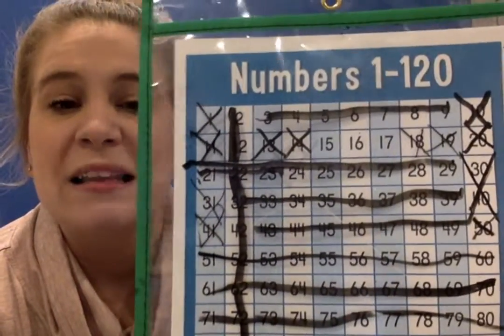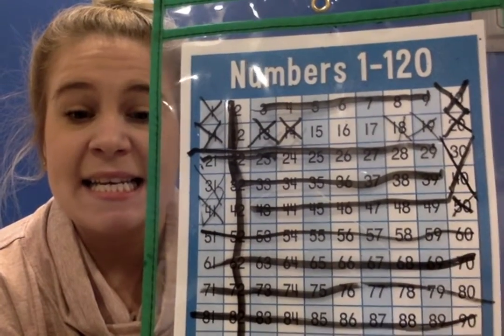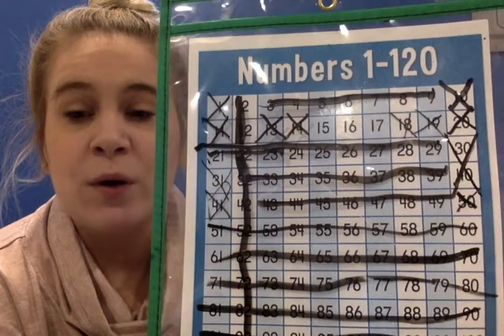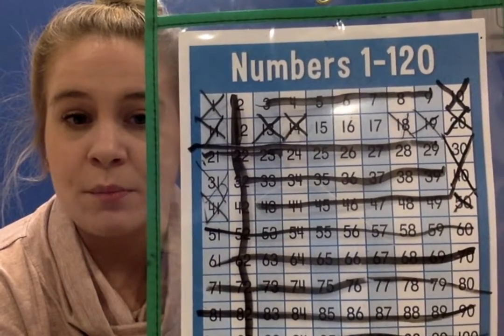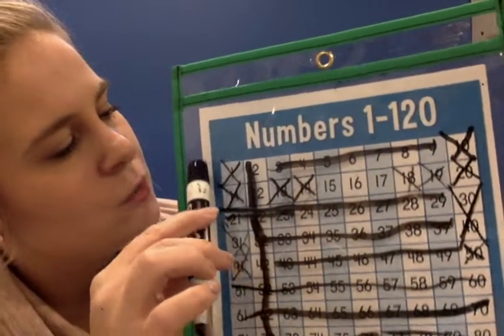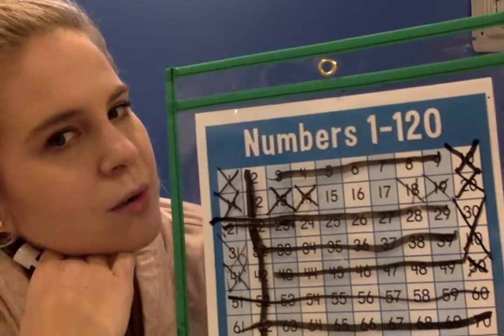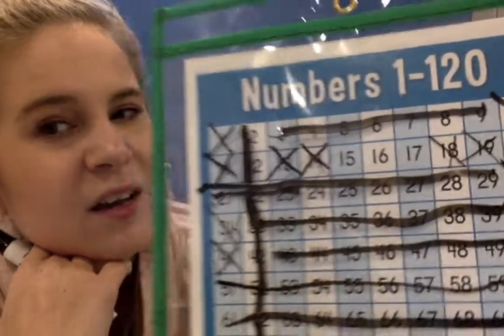Okay. Last clue. My secret number is an even number. When I skip count by 2s, I say my secret number. Do you remember when we skip counted by 2s? Which numbers did we say? Were they the white ones or the blue ones? Do you know what my secret number is?